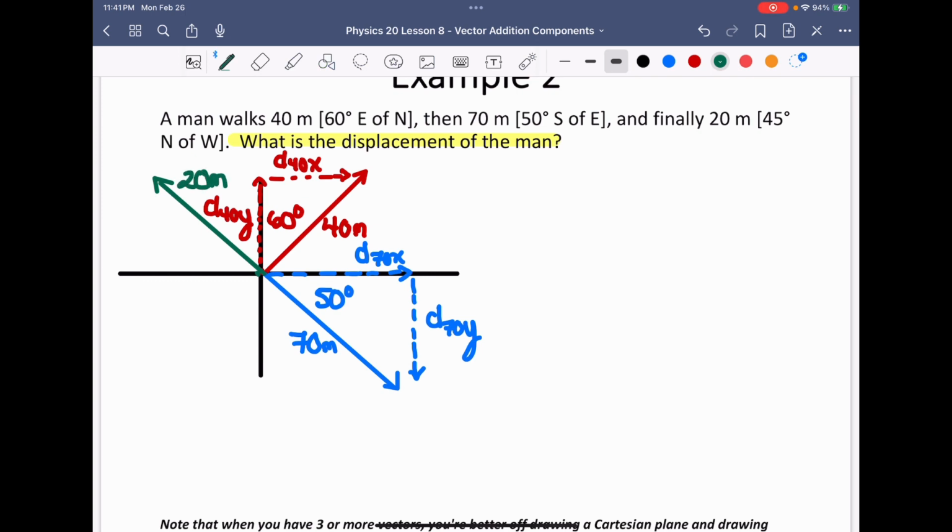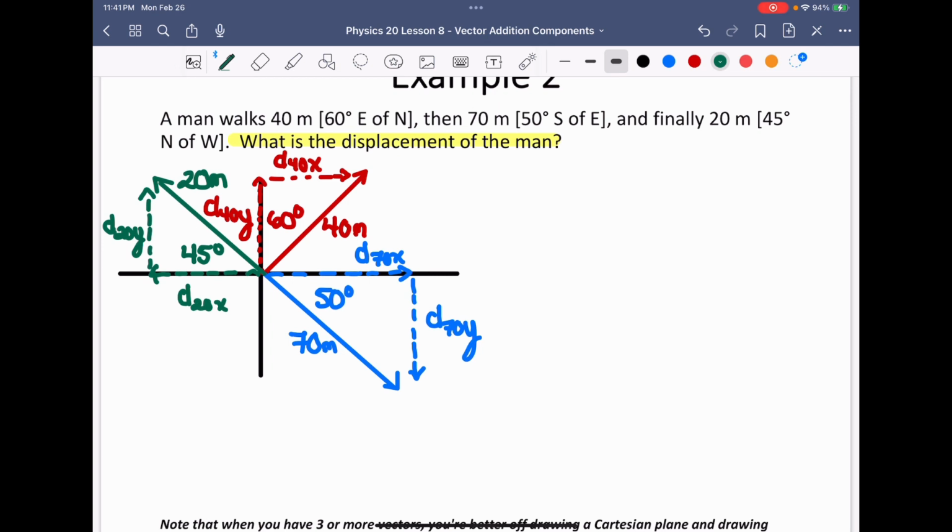I'm also going to fill in the fact that we have to go west by some amount in order to get to this. And by tip to tail vector addition, I'm going to head north to get to that resultant. Now, the degree in here was 45 degrees, so I'm going to make sure I fill this in. I want to then solve for D20x and D20y. There we go.